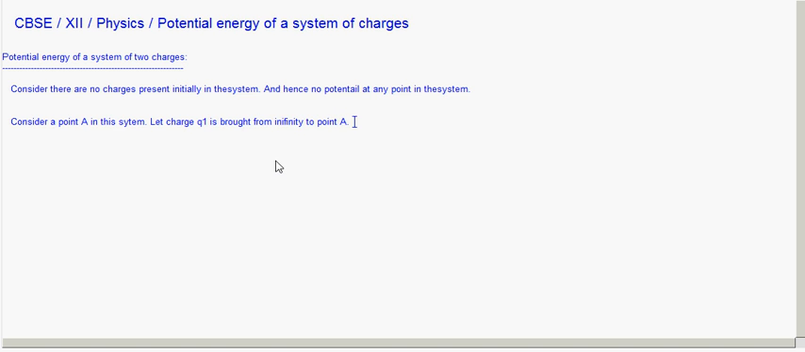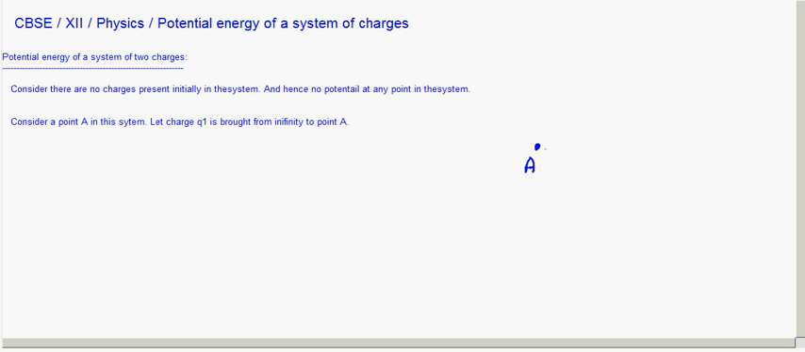Initially we are considering a system with no charges, so potential at any point in the system is 0. Now let us say we are bringing a point charge q1 from infinity to some point A. So initially potential at point A is 0. Since there is no external field, the work done in bringing q1 to point A is 0.